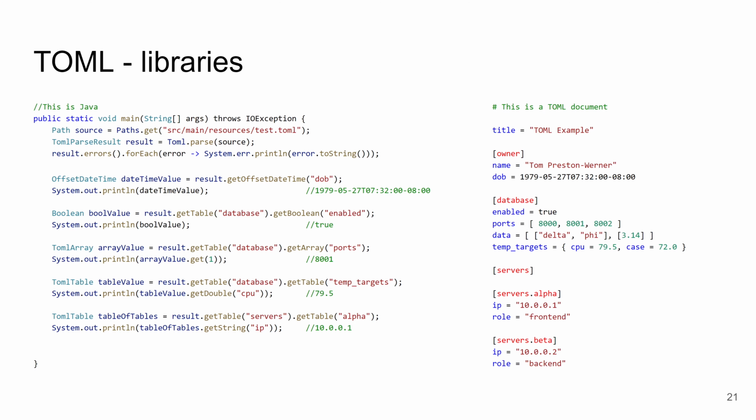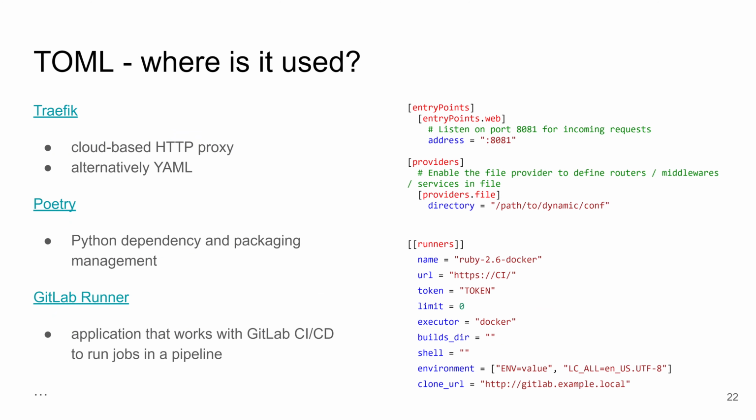And finally, we show how to access the nested tables. So service is a nested table containing the alpha and beta tables. We get the service table, then we get the alpha table, and from the alpha table we get the IP value using the IP key. So this is how a TOML file can be processed. It's quite straightforward. And now, where is TOML used?